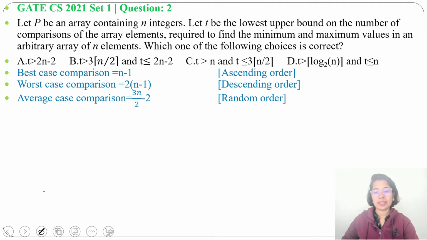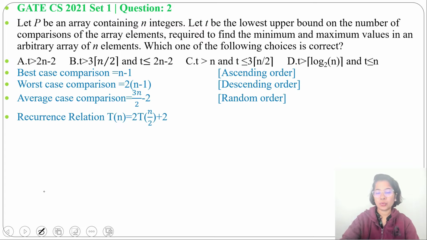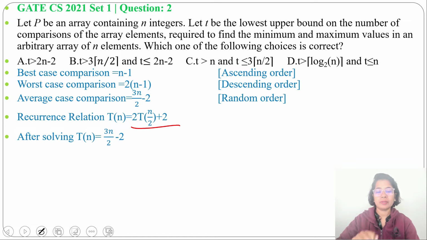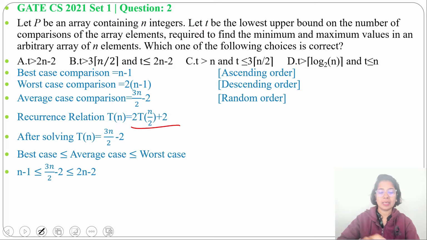The recurrence relation for the min-max problem is T(n) = 2T(n/2) + 2. After solving this, we'll get 3n/2 minus 2. You can solve it by backward substitution. Always, best case is less than or equal to average case, which is less than or equal to worst case. Here in the best case, the number of comparisons equals n minus 1. In the average case, 3n/2 minus 2, and in the worst case, 2n minus 2 comparisons.